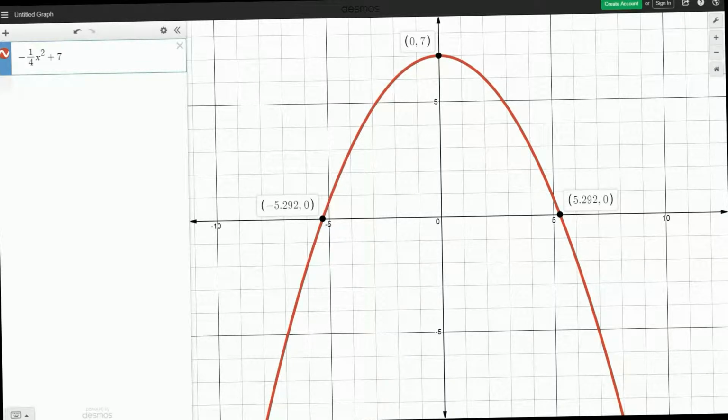We can think of the y value being 0 as the ground. So you see how it's just sitting on the x-axis. You can think of that as the ground, and then we have our vertex 0, 7, and that's the highest point. It's going to be about 7 feet, as we can see here.